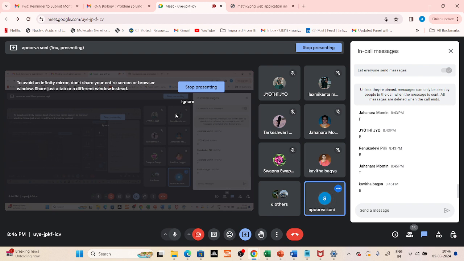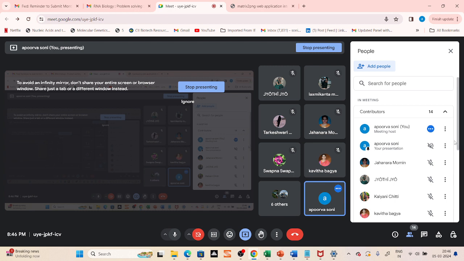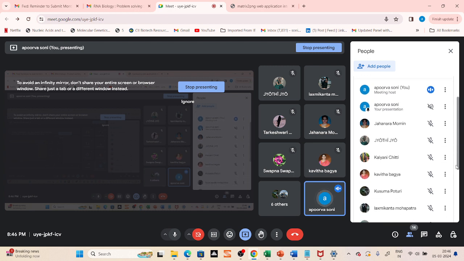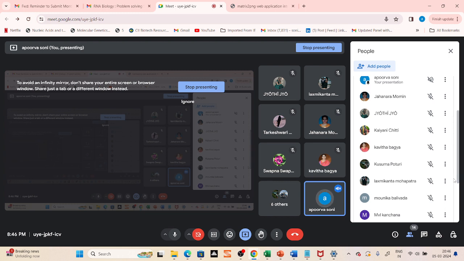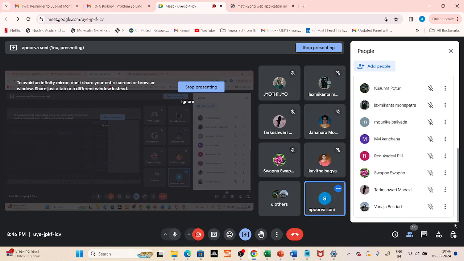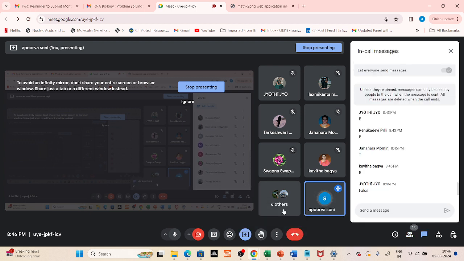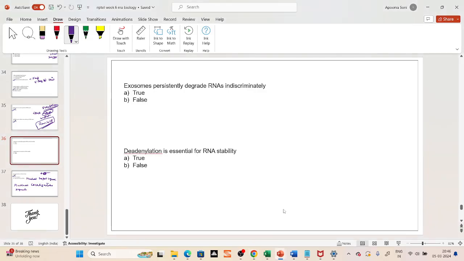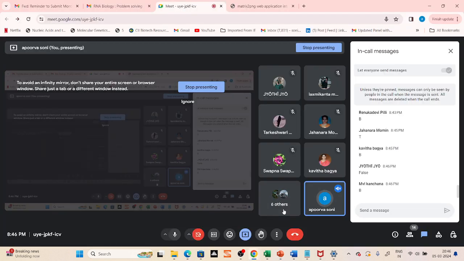Lakshmi Kanta, Swapna, and who else are there? I see only some participants. Same names always come. Monica, Kanchana, Kusuma, Renuka. Okay, Kanchana has said B. Jyoti has said false. Good. At least you are listening. Otherwise, I was thinking that some of the students just start the class and do their work, like mostly students do in online classes.